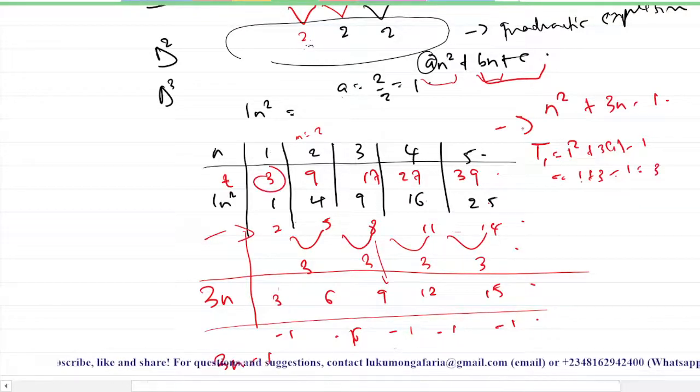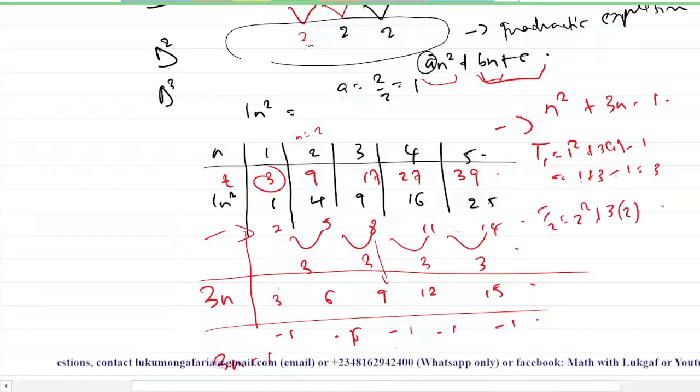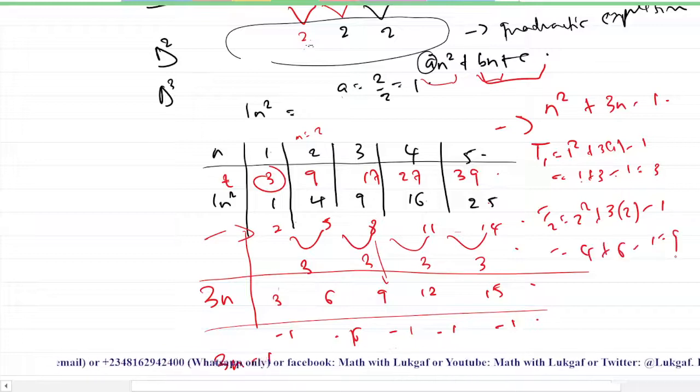Let's check for the second term too. That will give you T2, that is 2 squared plus 3 into 2 minus 1. That's 4 plus 6 minus 1, which is 9. That's that. It is very simple.